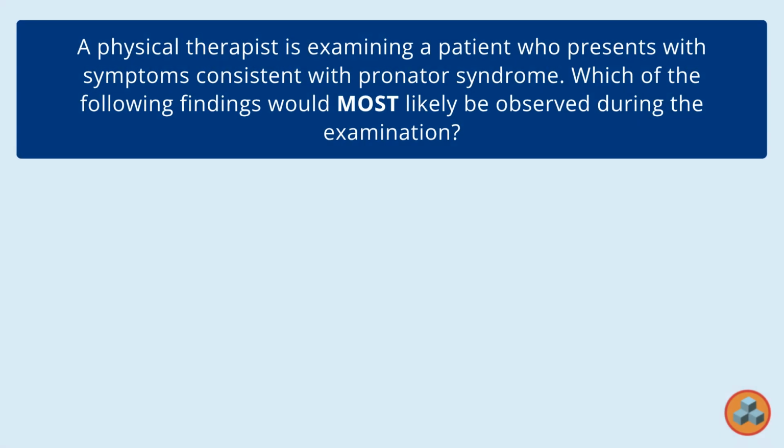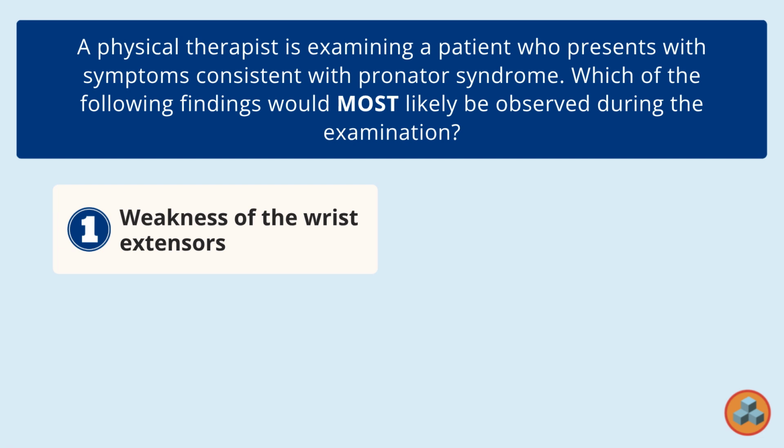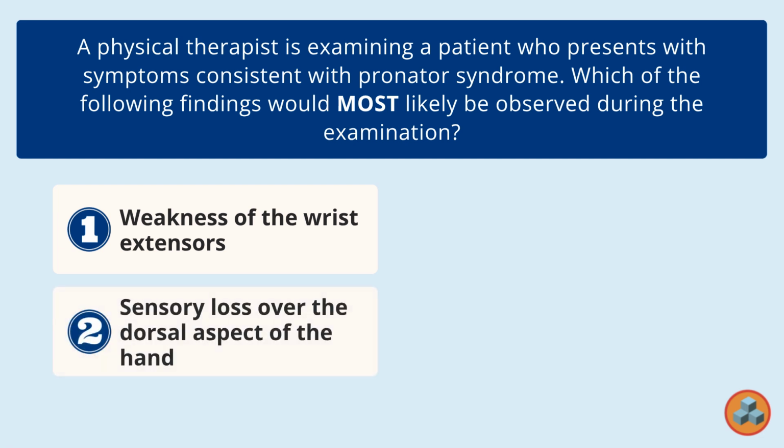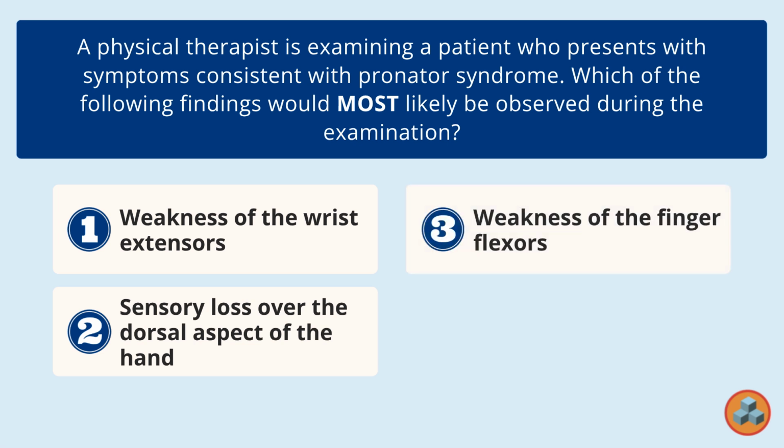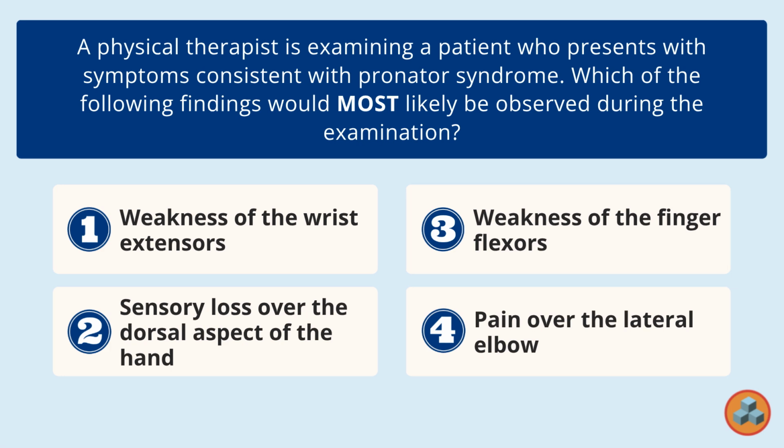A physical therapist is examining a patient who presents with symptoms consistent with Pronator syndrome. Which of the following findings would most likely be observed during the examination? Option 1, weakness of the wrist extensors. Option 2, sensory loss over the dorsal aspect of the hand. Option 3, weakness of the finger flexors. Option 4, pain over the lateral elbow.